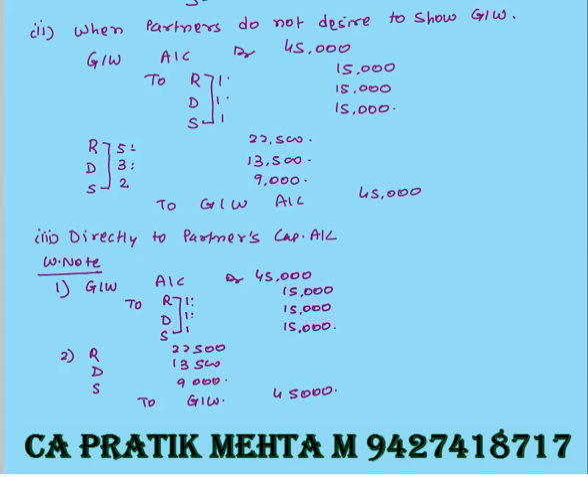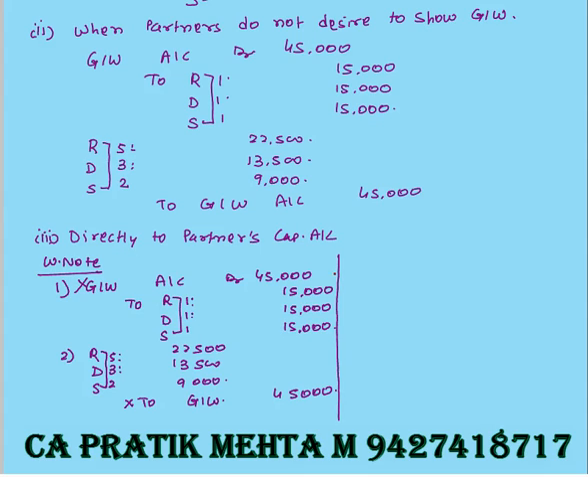Now let's see. Can I say this will be in 5:3:2? Now can we cancel this goodwill? Because you can see amounts are the same. Goodwill is debited by 45,000, here goodwill is credited by 45,000. Let's cancel. Now in R's capital account 15,000 is credited, and against that 22,500 is debited.